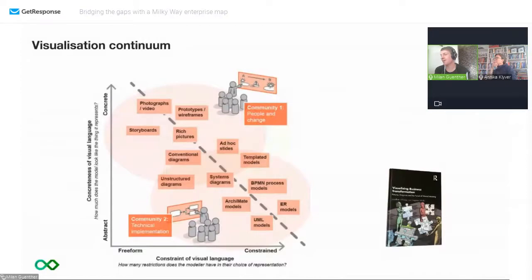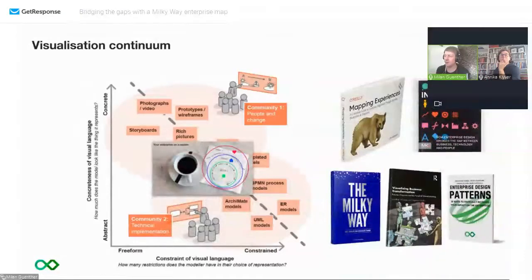So all of this is part of the enterprise mapping and modeling discipline. And I really recommend this book by Steve Whitler and Jonathan Whelan on how to use visualization for business transformation. And you have the spectrum between how constrained is the language, how concrete is the representation, and who's using it? Are you using it to engage people and talk about change, or is it technical implementation diagrams? What we try to do with the Milky Way is really position this map in the middle. So it's not as constrained as an ArchiMate or UML model. It's not as freeform as a visualization.